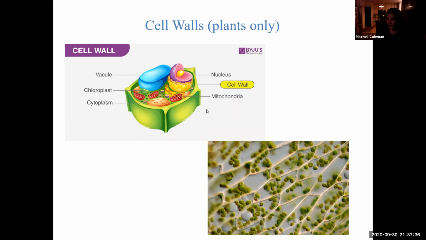Because plants don't have skeletons, of course. If you come to a woody plant and knock on the wood, and it doesn't have a skeleton, what makes it so rigid? If you get down to the cellular level, it's the cell wall, which is composed of cellulose, a carbohydrate, a polysaccharide. Okay, so cell walls, plants only.